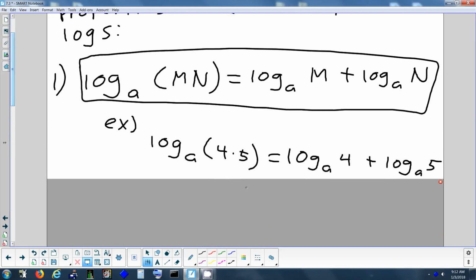And there's an example just showing you with numbers. The log base A of 4 times 5 equals log base A of 4 plus log base A of 5. Notice, whatever the base is to start, that's the base when you split it. The base never changes. The base stays the same for this whole process.